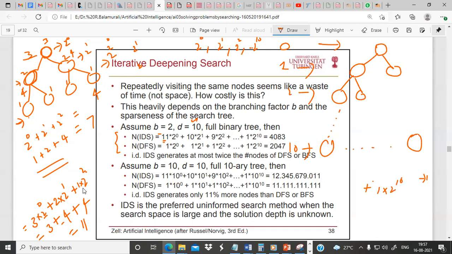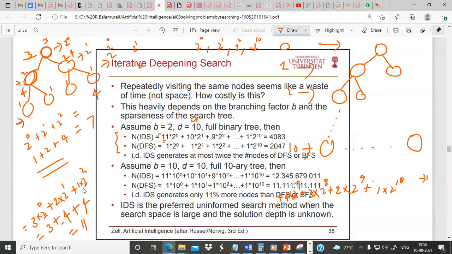Then at the next level, how many nodes do we have? 2 to the power 9 nodes, and they will be explored how many times? Each of them will be explored 2 times, right? So it will be 2 into 2 to the power 9. At the next level, we have 2 to the power 8 nodes, and they will be explored 3 times. So it is 3 into 2 to the power 8. At the next level, we have 2 to the power 7 nodes, explored 4 times. So 4 into 2 to the power 7.